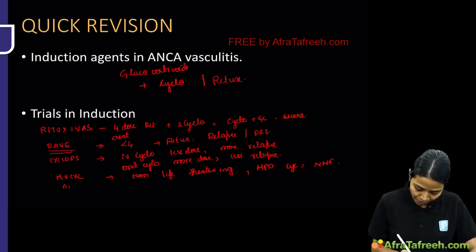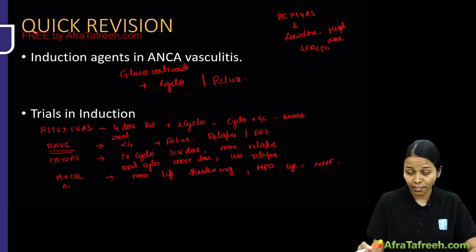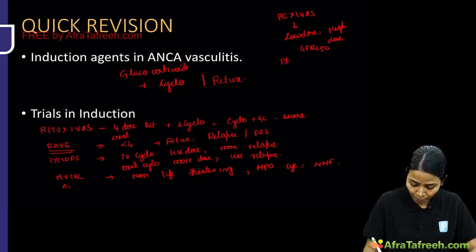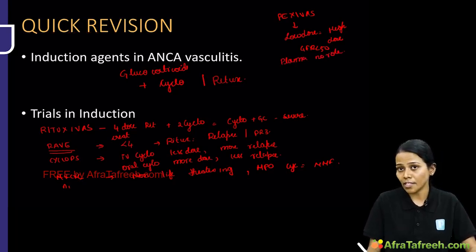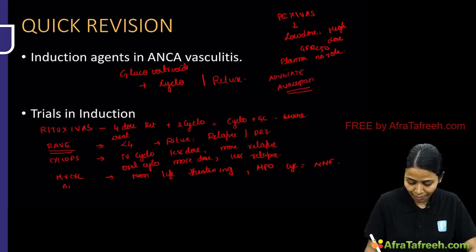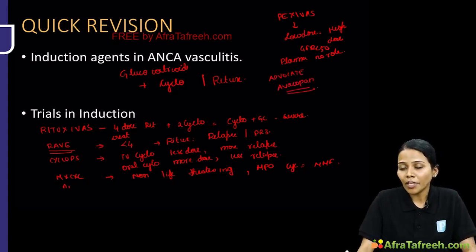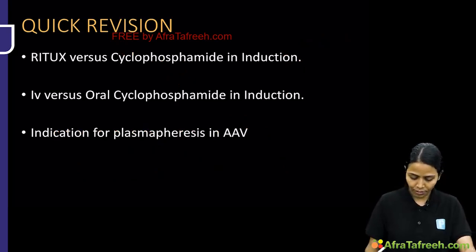Next is the PEXIVAS trial, which showed that low dose glucocorticoid is the same as high dose glucocorticoid when used in induction in patients with GFR less than 50. The other inference of the PEXIVAS trial was that plasmapheresis has no role in preventing death or renal failure, which is ESKD, or pulmonary hemorrhage. Another trial was the ADVOCATE trial, which showed that avacopan, an oral C5a inhibitor, can be used as a glucocorticoid sparing agent. So these are the trials that we read in induction.